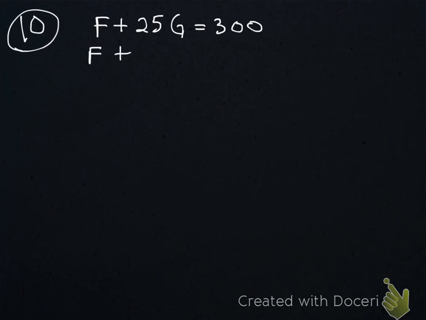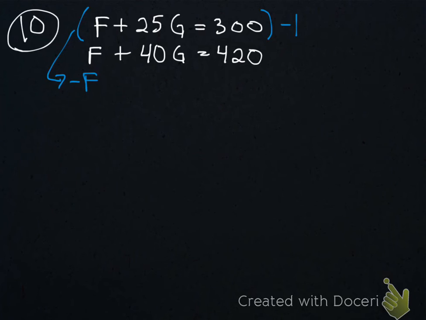Fixed plus 40 guests equals 420. Isn't that pretty? Now let's look at which one to cancel. I think it's obvious. Let's get rid of the F. So I'm going to multiply it by -1 and write it right underneath. So I have negative F minus 25G equals -300.